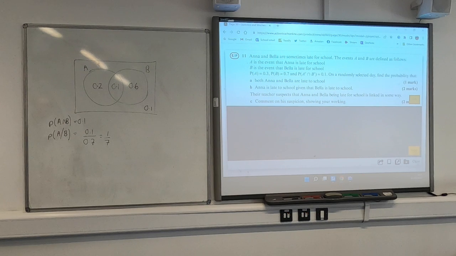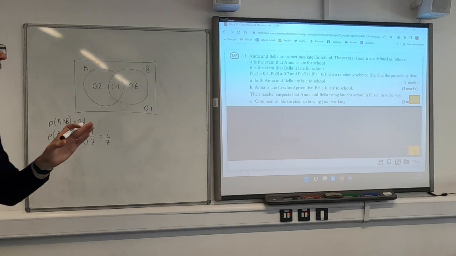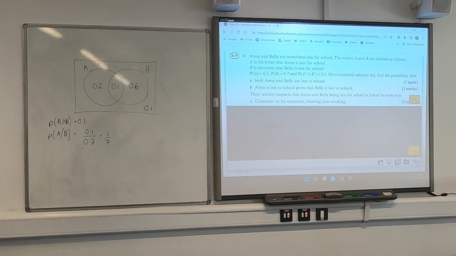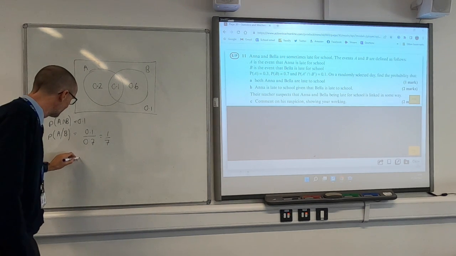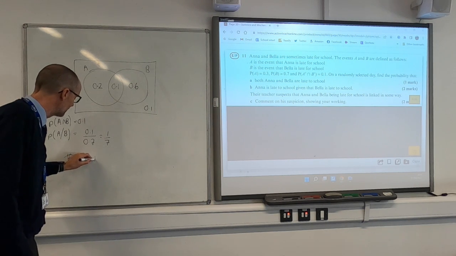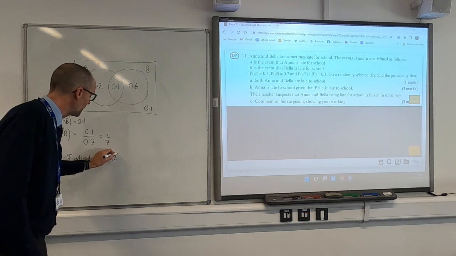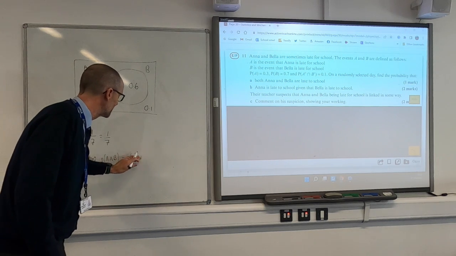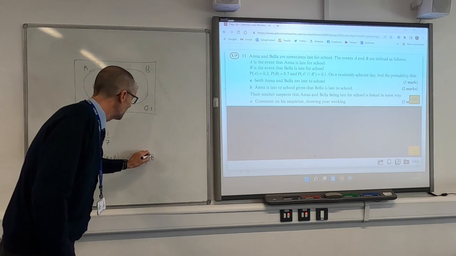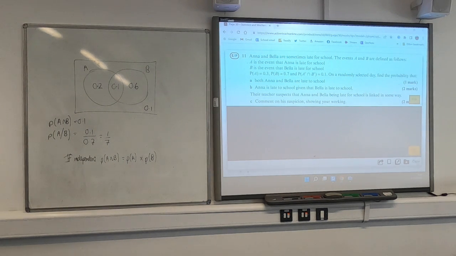The teacher suspects that Anna and Bella being late for school is linked in some way. So the teacher suspects that the two events are not independent. So let's test for independence. If they are independent, the overlap will be equal to the probability that one's late multiplied by the probability that another's late. That means that one is not affecting the other. The teacher is suspecting that actually one is affecting the other. They're perhaps bumping into each other and slowing each other down.